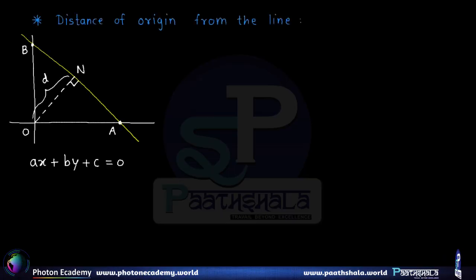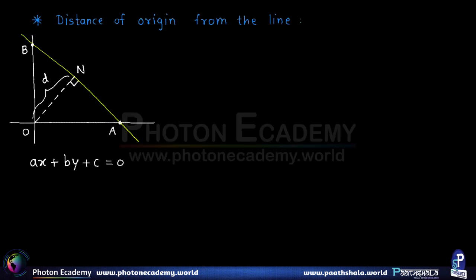Now let us see the derivation of how to find the distance of origin from any given line. So in this figure we have considered any general line with the equation as ax plus by plus c equal to 0, and the perpendicular distance ON from the origin is denoted as d.